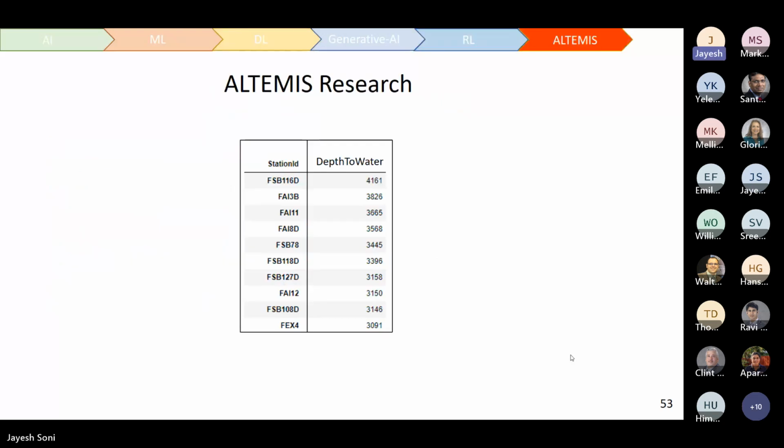Now let's come back to the research that we are doing on this ALTEMIS project. On this project, we have multiple wells, and each well has multiple sensors. Those sensors are fetching data of different analytes, which are specific conductivity, pH, and depth to water, and those are sequential sensor values. The objective here is that we are trying to detect anomalies in those sensor data sets.